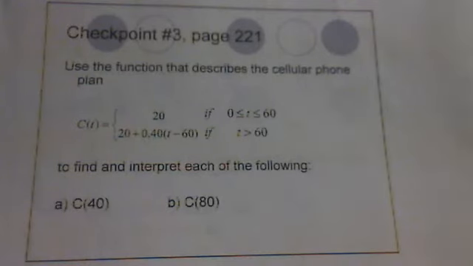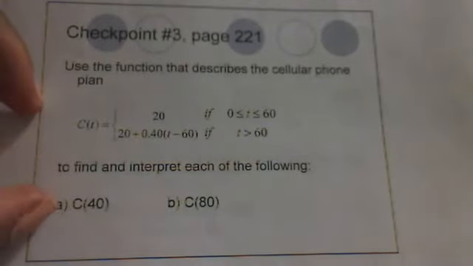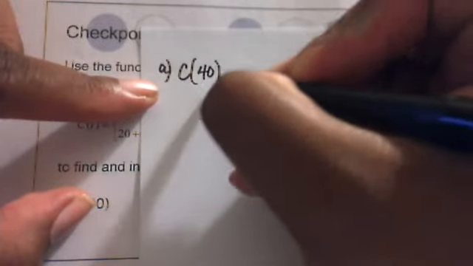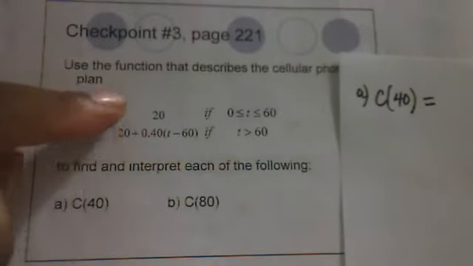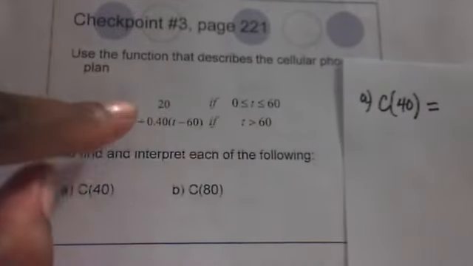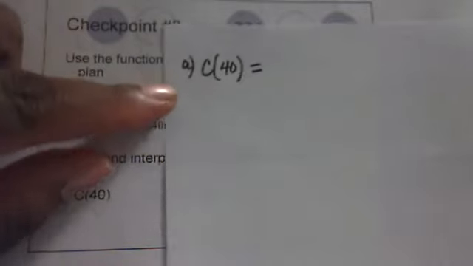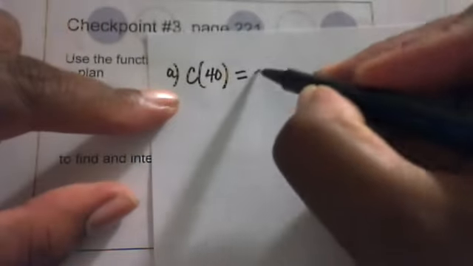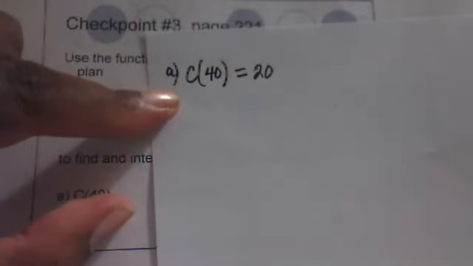So here we want to find the cost of this cell phone plan at 40 minutes. So here's part A. The cost at 40. Now using this piecewise function, 40 is between 0 and 60, so that means this cost is only going to be 20. So the cost for 40 minutes of time used on this cell phone plan will simply be $20.